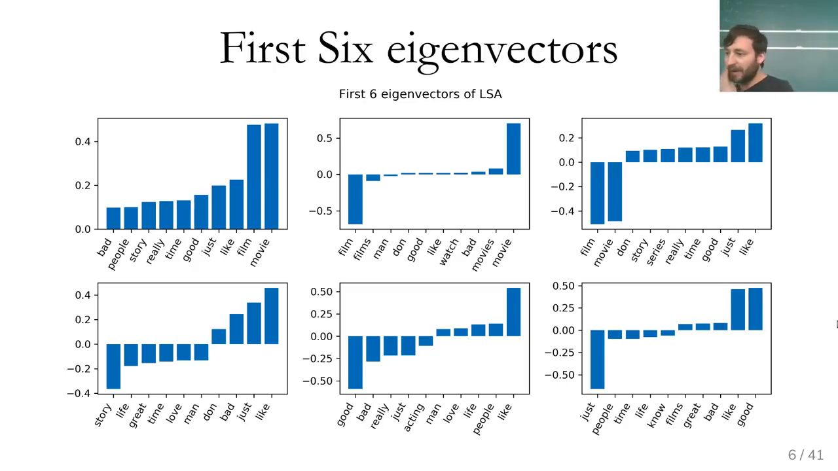We can look at the other components. You can see that film and movie come up a lot, also like and just, because these seem to be very prominent words. I found it hard to understand much else that's going on.